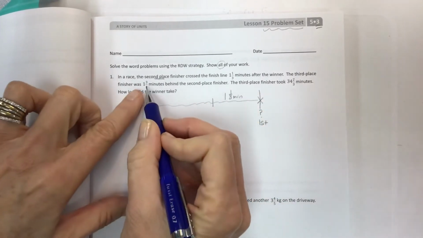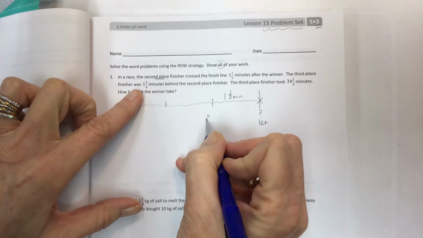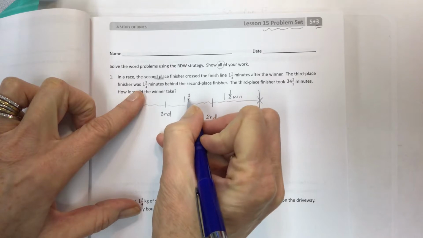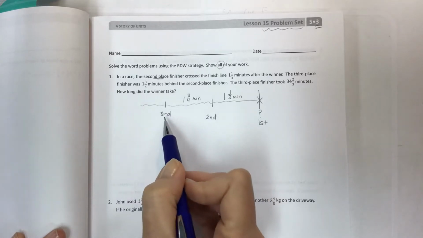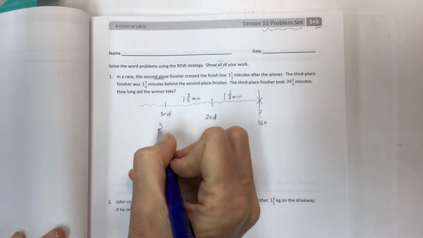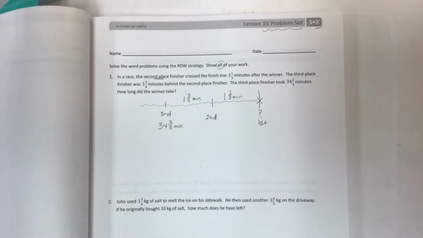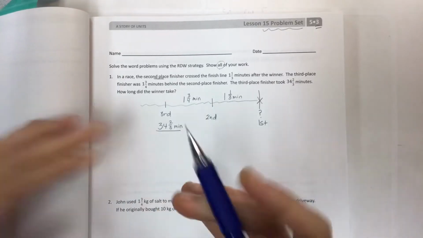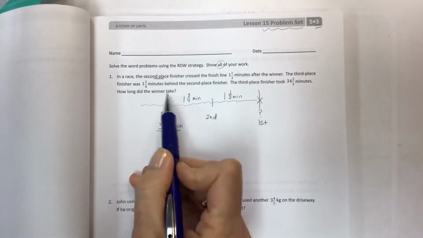The third place finisher was 1 3/4 minutes behind this person. So let's just put another tick mark. If this is the second and this is the third, then this chunk of time would be 1 3/4 minutes. Okay, now we do have information about this person, that this person took 34 2/3 minutes by the time they got up here. So for right now, we can just recognize that that is going to be our starting point. That's going to be our helpful place from which to begin so that we can take off these numbers and get to the winner's time.